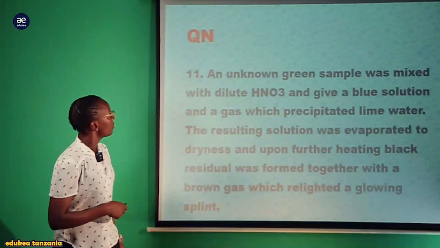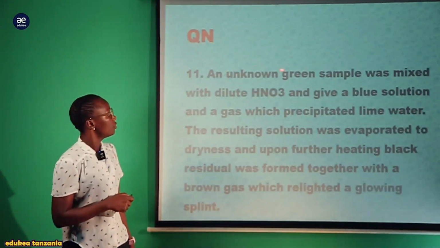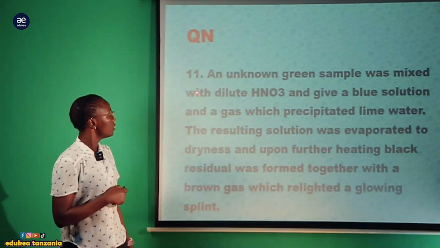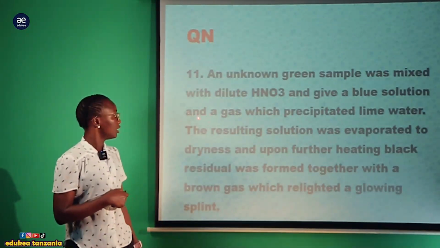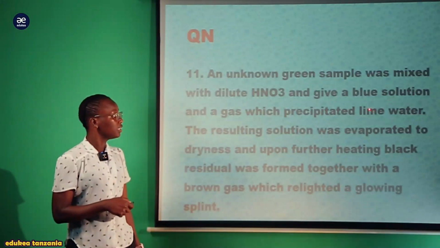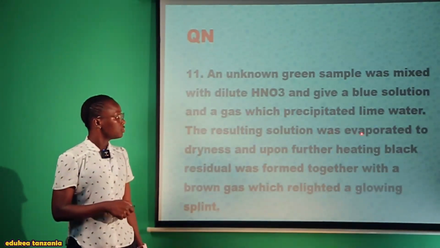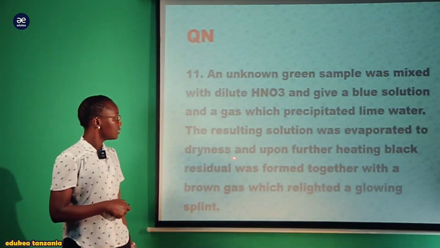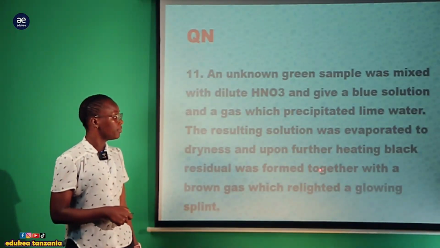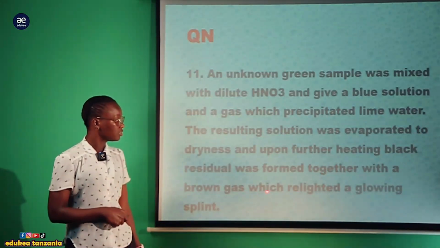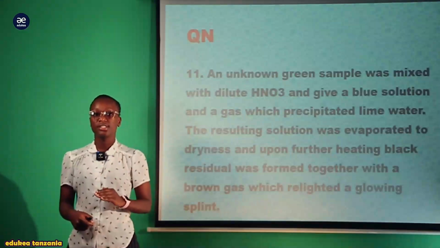But question number 11 says that an unknown green sample was mixed with dilute nitric acid and gave a blue solution, and a gas which precipitated lime water. The resulting solution was evaporated to dryness, and upon further heating, a black residue was formed together with a brown gas, which relit a glowing splint. So this is a short explanation.